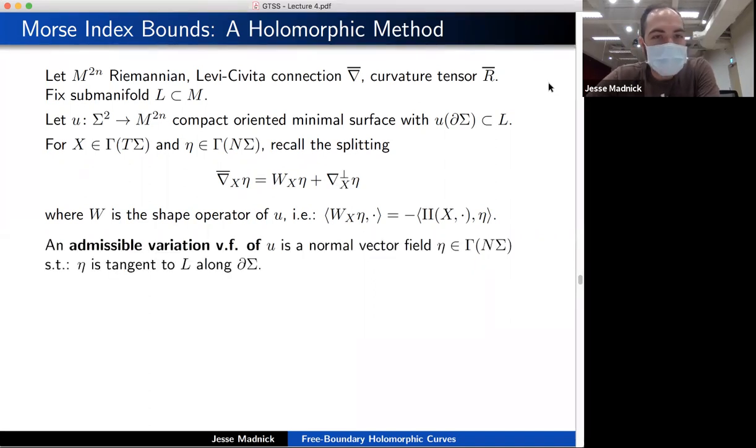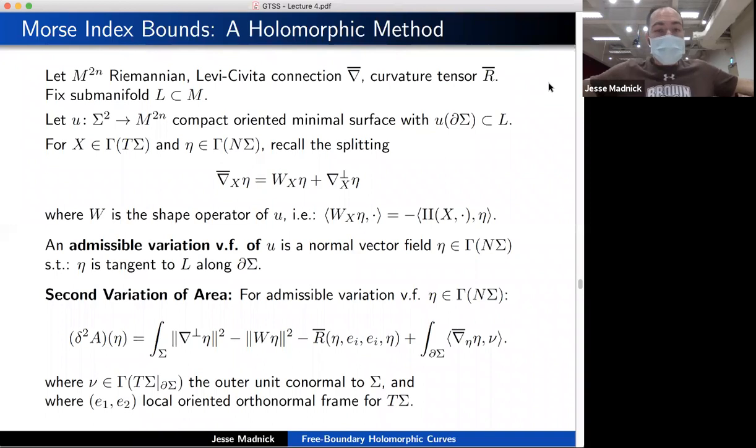So as before, we want to vary our minimal surfaces such that the boundary of our surface has to stay in our fixed Lagrangian. So the derivative of such a variation is going to be some normal vector field, and that normal vector field has to be tangent to L along the boundary. This is what we'll call an admissible variation vector field. It's a normal vector field that along the boundary is tangent to L.